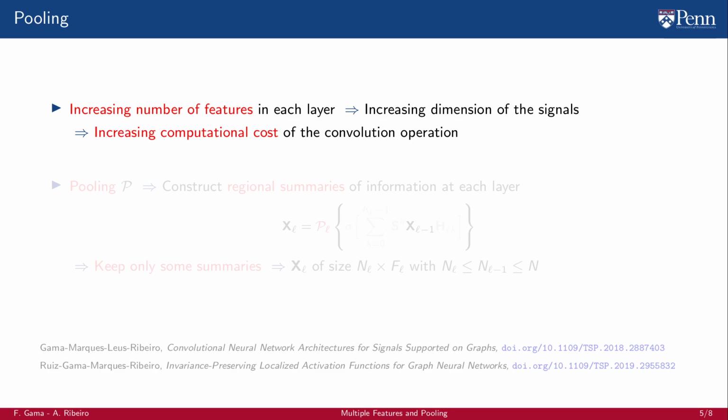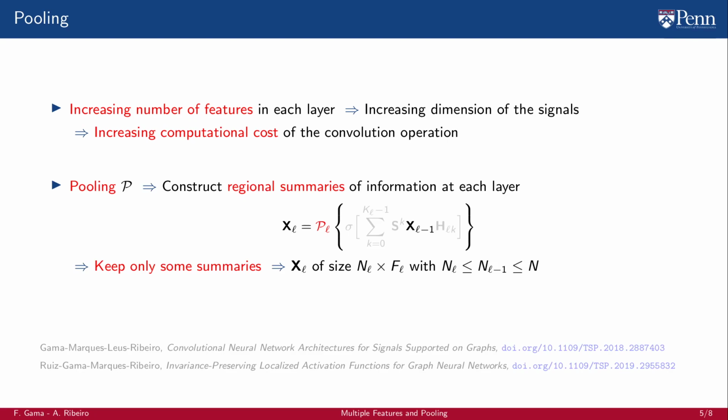To address this issue, we typically use the operation of pooling. Pooling is typically applied after the nonlinearity of each layer, and what it does is construct regional summaries of information at each layer. Then it keeps only some of these regional summaries, reducing the dimensions of X_L to be N_L times F_L for some decreasing value N_L that will become a design choice.